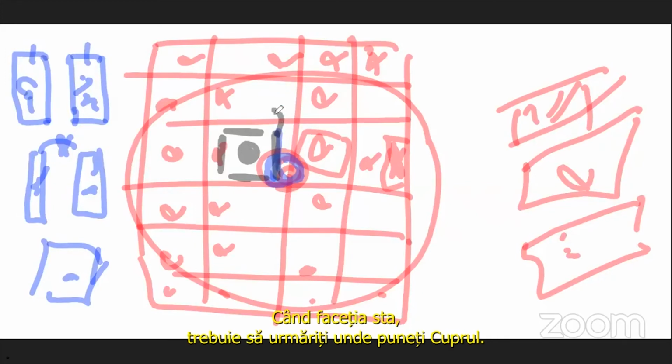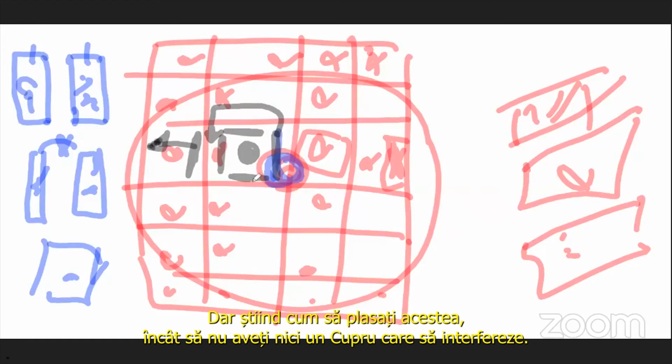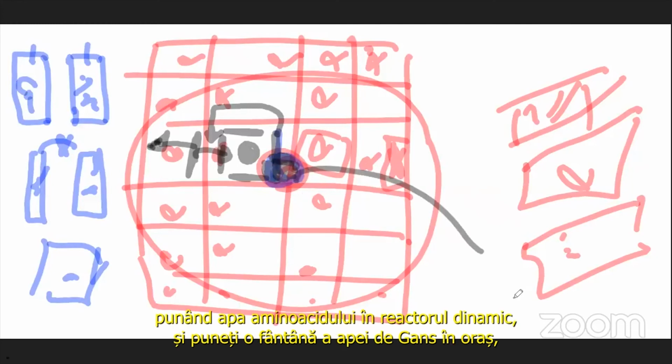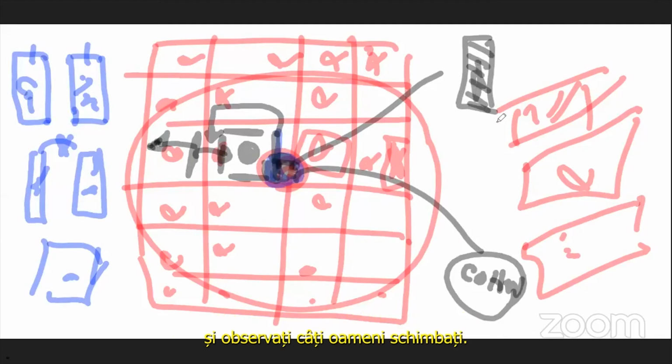When you do this, you have to watch where your copper sits. The only muscle, red tissue, whatever we have, is on the boundary. You can even go to the box next door. But knowing you place this, that you have no copper interfering. Now, convert these. You achieved the condition of perfect soul condition. Place the water of its amino acid in the dynamic core. And put a fountain of its GaNS water in the city. See how many people you change.